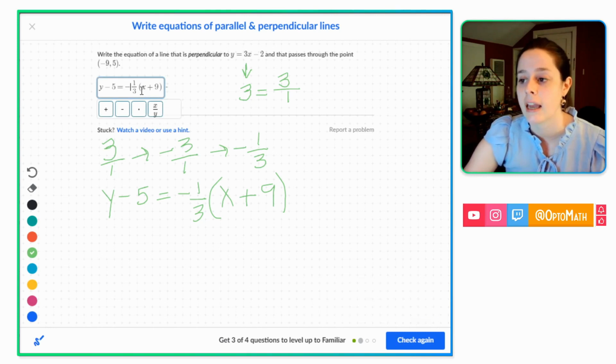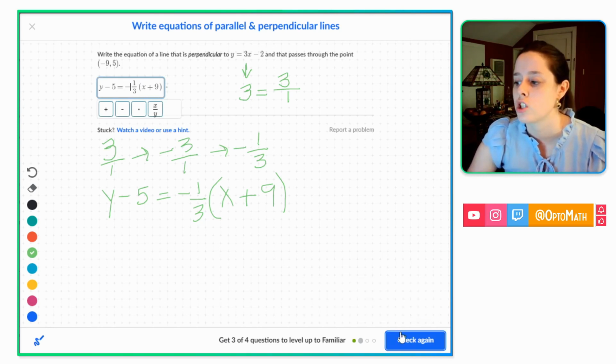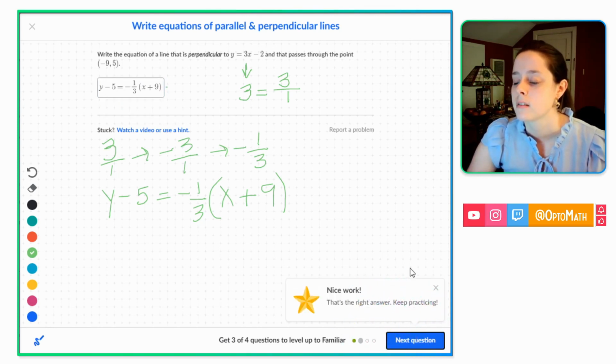Don't forget your negative on your slope. Let's check. So I just got that wrong because I did not put my negative on my slope. I had it written right, but I got it wrong when I typed it in. So make sure that you're typing in exactly what you did on your work.